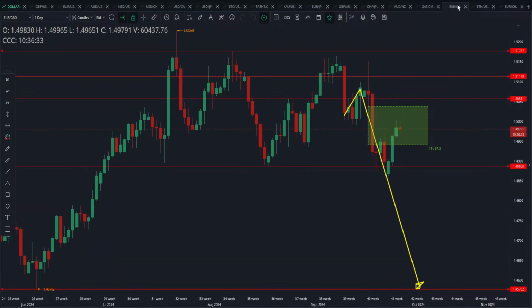Euro CAD, we are looking for selling opportunities in this one. The price has again reached the fair value gap here. I'm looking for a huge sell-off here with a target of 1.4576.